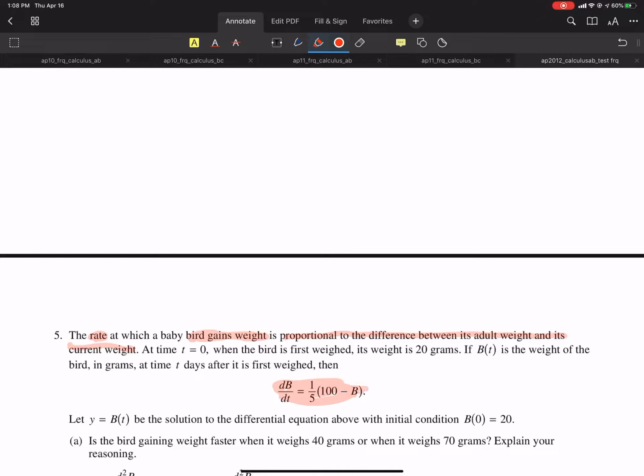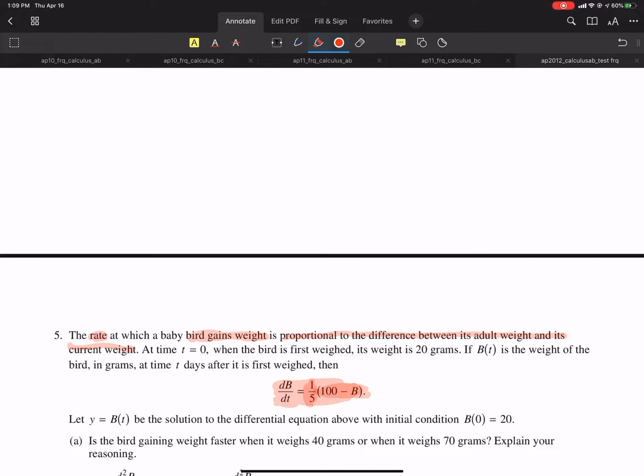So let me explain that. dB/dt is the rate of the baby's weight, the rate of its growth of weight. Proportional just means it's equal to a constant times the difference. The 100 minus b is the difference right there between the adult and the baby. And the proportionality constant is the 1/5. So all that is to say, here's the equation, that's the information.